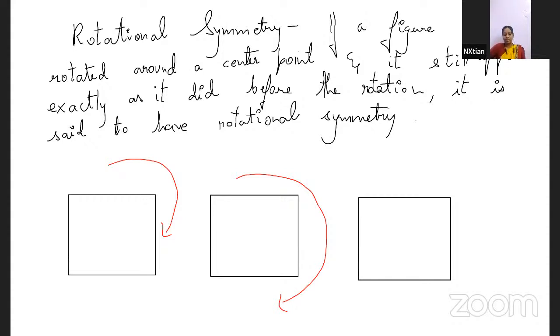So this is rotational symmetry. While you are rotating it, you'll find that it will still look like how it looked before rotation. Okay, that is rotational symmetry. You can write down some examples.